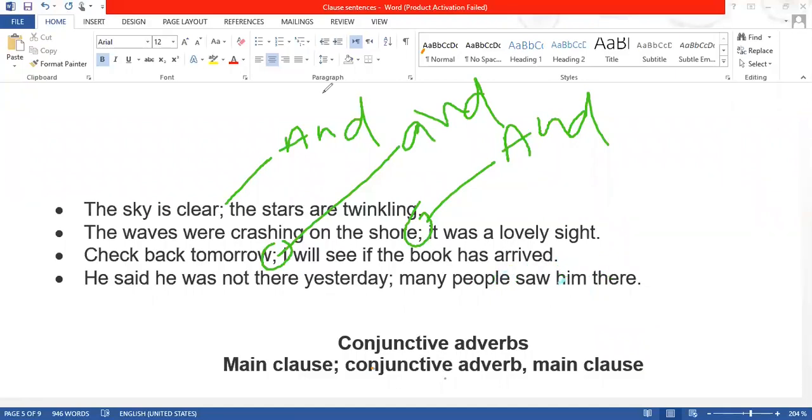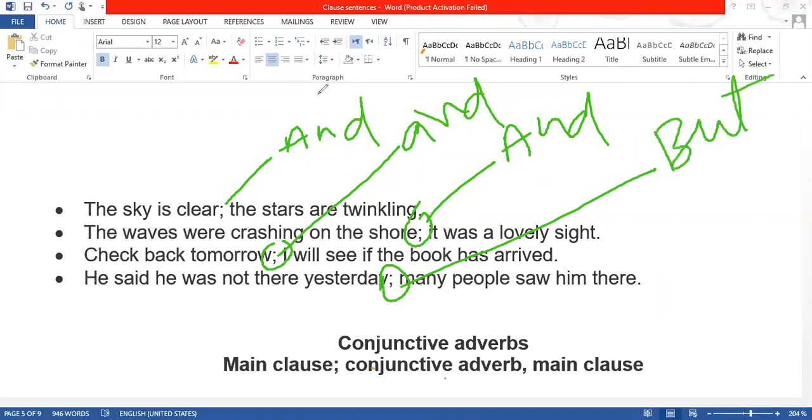Yes, sir. Okay, if you see the last one, he said he was not there yesterday, and we have a semicolon, and then many people saw him there. So which conjunction can we put here? But. Good. See, that is already understood.